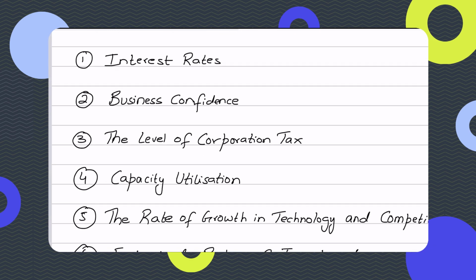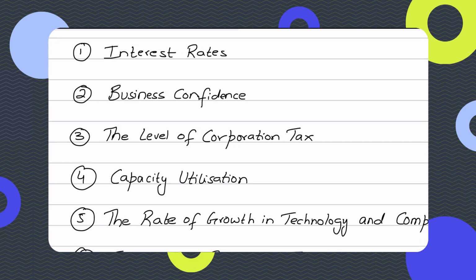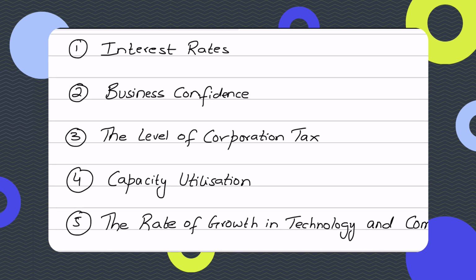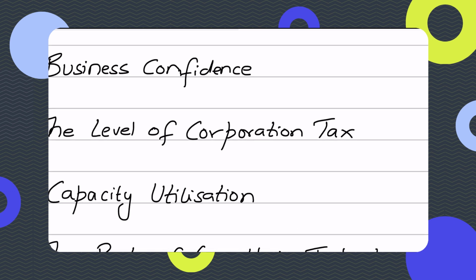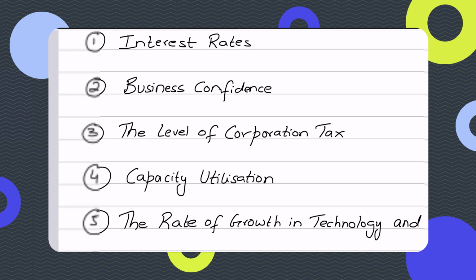All of that. And similarly, another important factor that affects your investment spending is the level of corporation tax. Now, corporation tax is the tax on business profits. Just as we studied income tax, which was the tax on people's incomes, workers' incomes, this corporation tax is the tax on businesses' profits, the final profit after deducting all the expenses from the revenues. The tax on that profit is called corporation tax in economics.